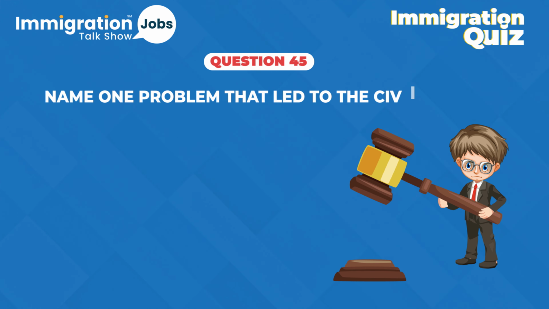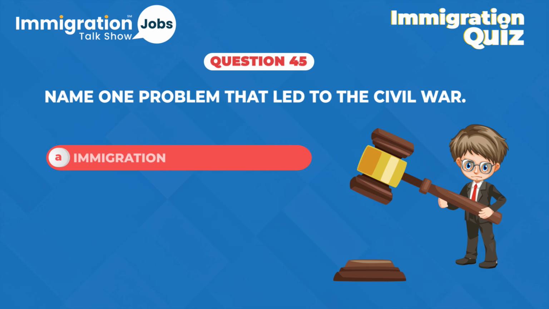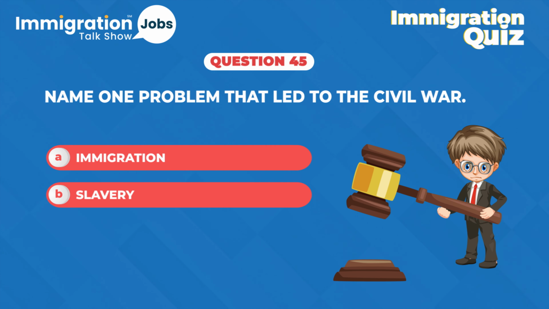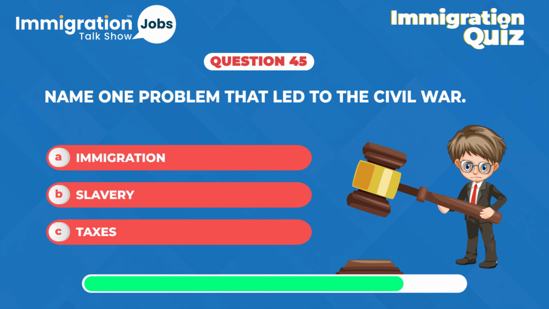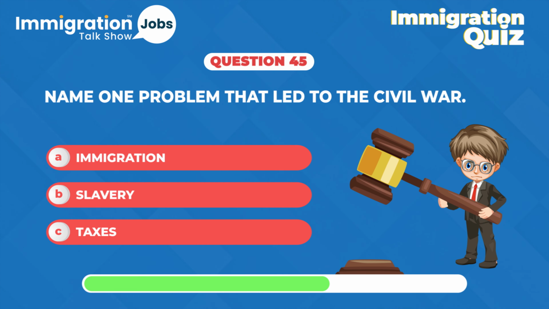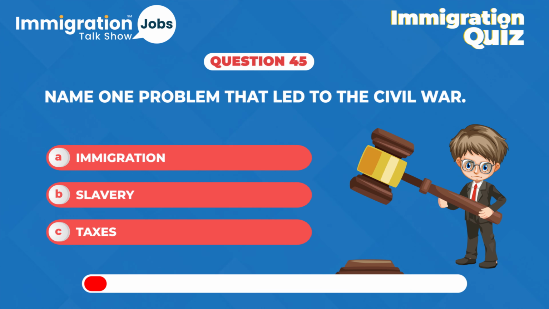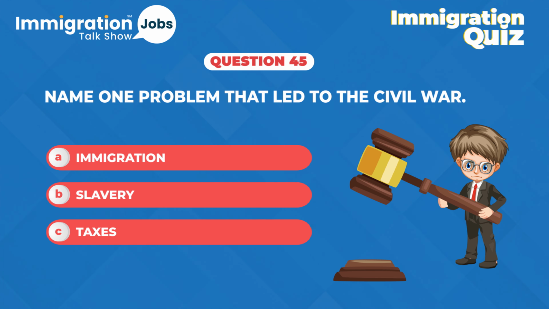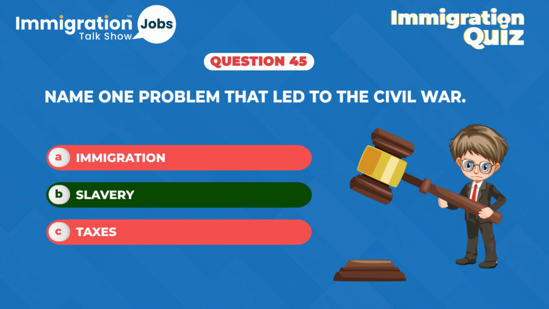Name one problem that led to the Civil War. Option A, immigration. Option B, slavery. Or option C, taxes. And the correct answer is option B, slavery.